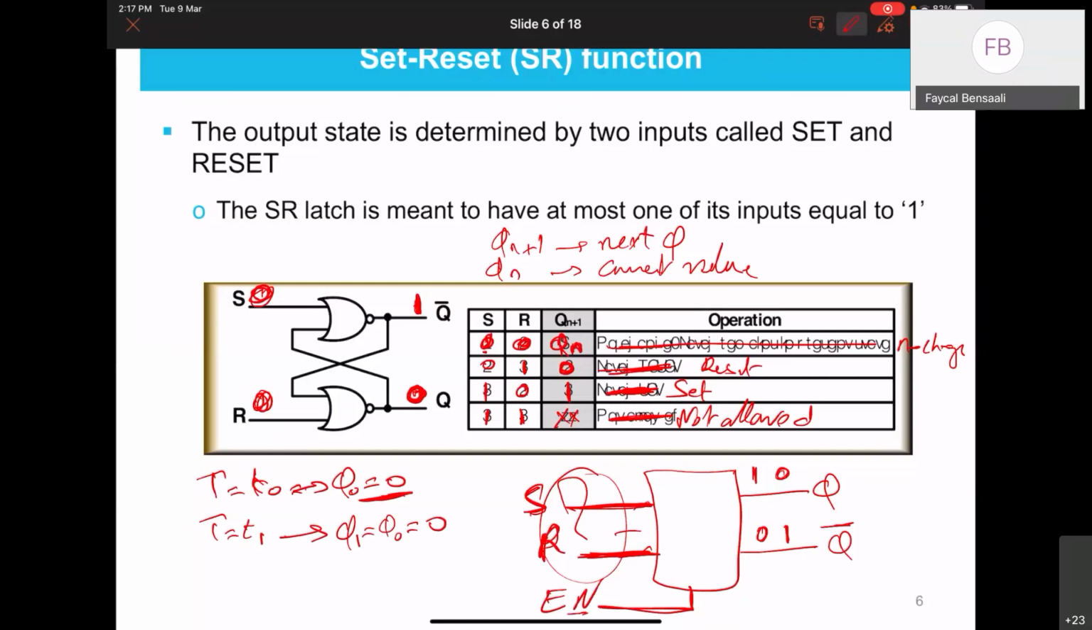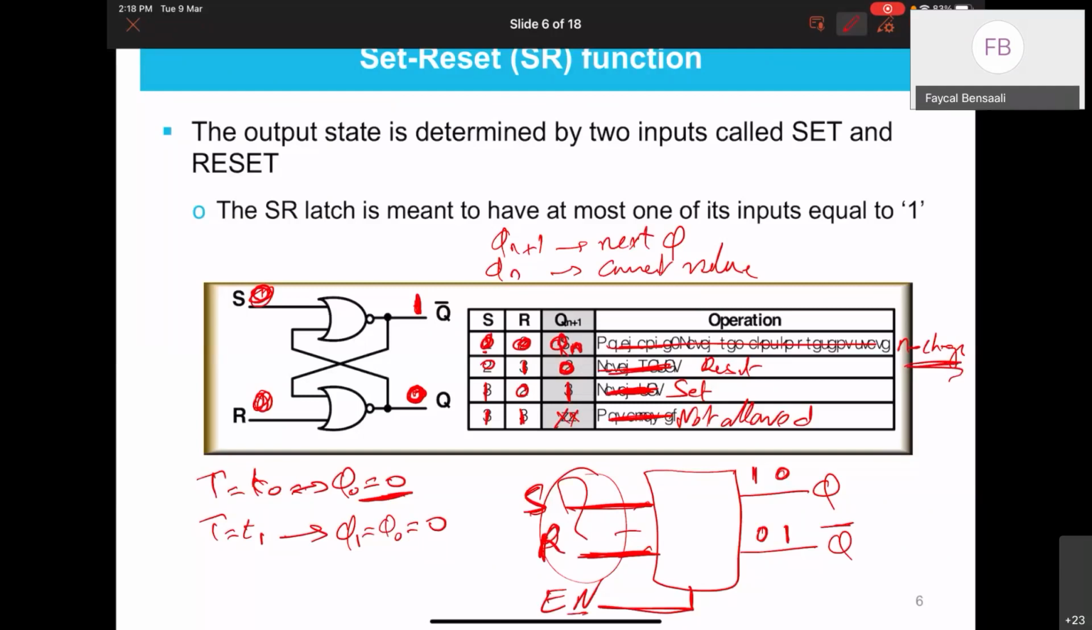So it means the current value. What will be the next value if we put 0, 0 on S and R? It will not change, no change. If it was 1, it stays 1; if it was 0, it stays 0.